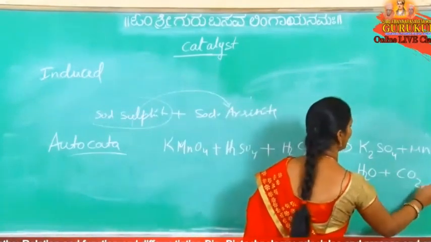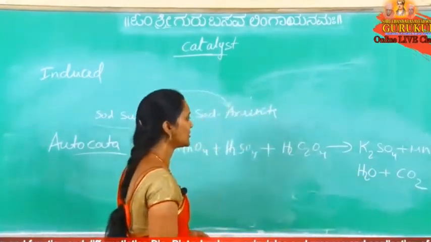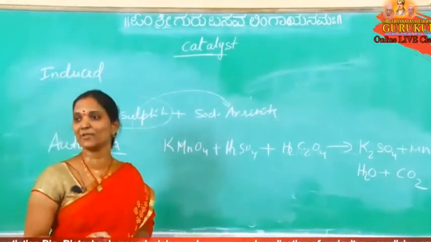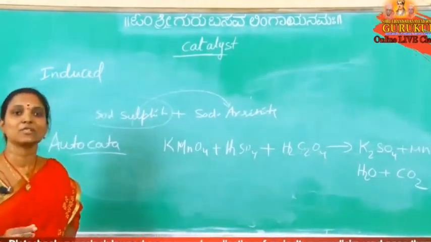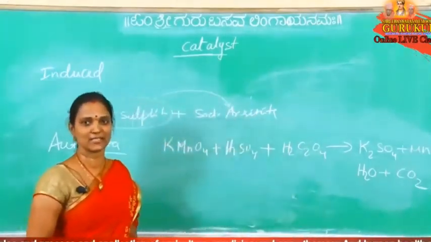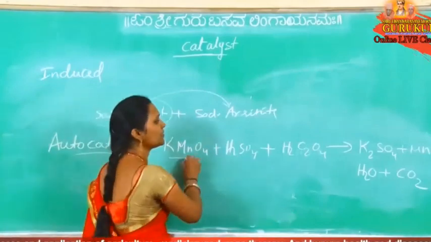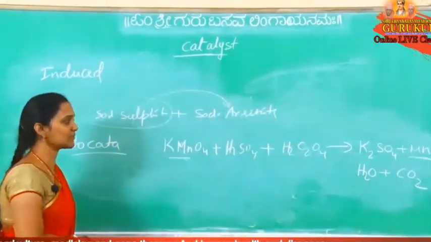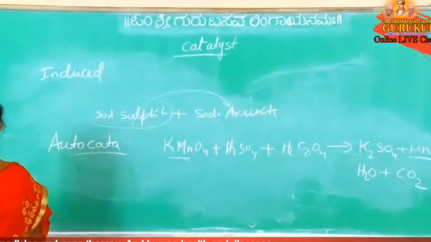Before me, better you complete the answers. After writing, don't say okay. So it's K2SO4, MnSO4, H2O and CO2. Oxalic acid changes to carbon dioxide, and KMnO4 changes to MnSO4. This is the reaction. It is a redox reaction.